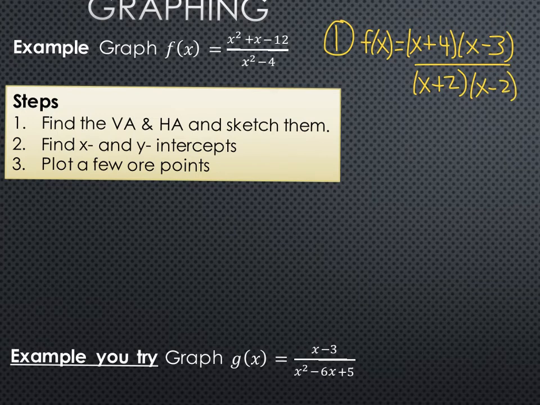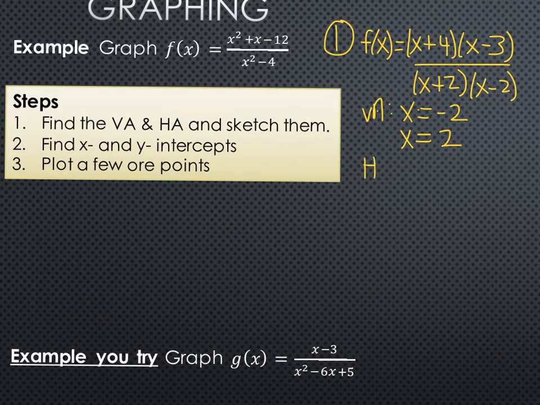Remember to find your vertical asymptote, you're going to set the denominator factored pieces equal to 0. So we have x equals -2 and x equals +2.